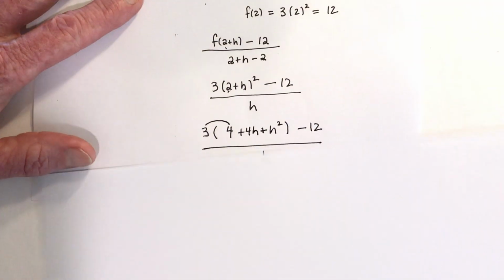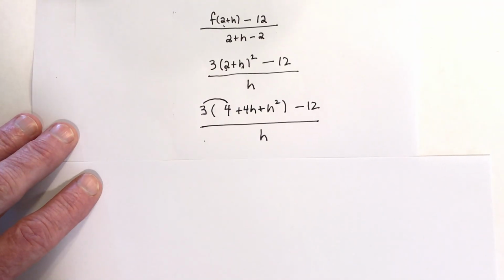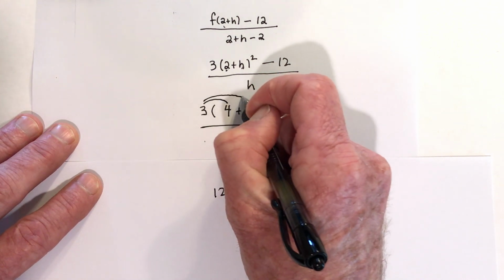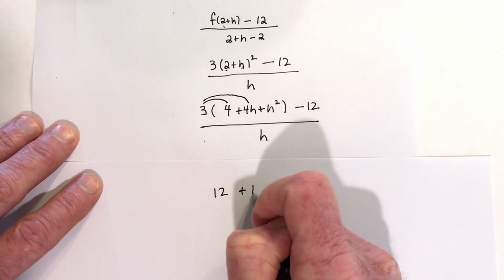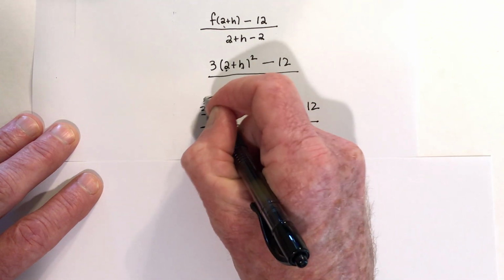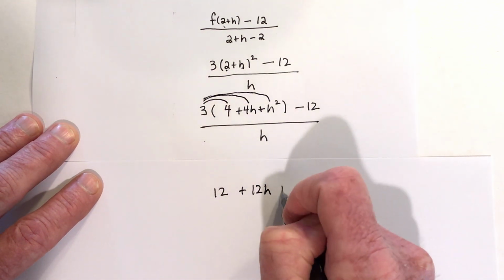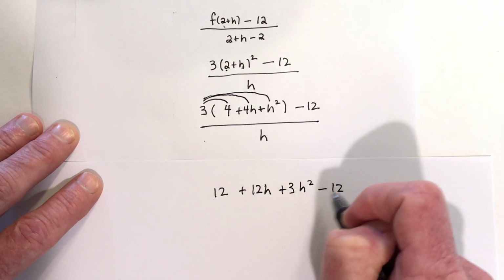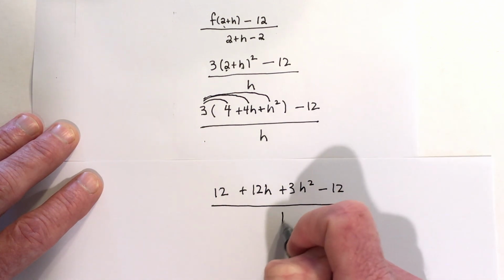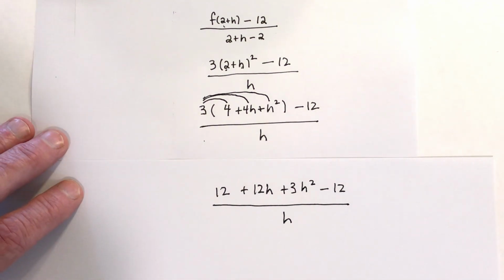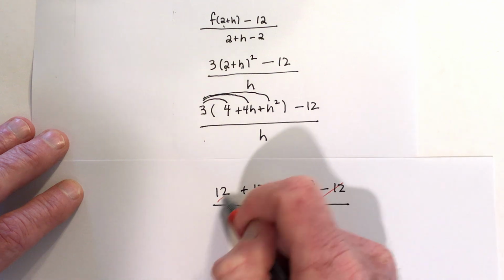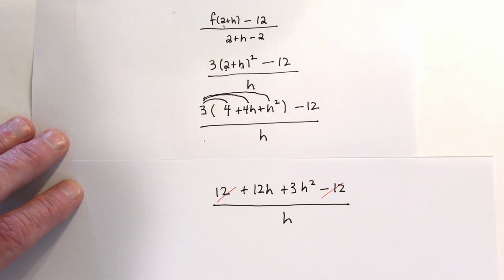So when I do that, I would get 3 times 4 is 12. Then this is going to be plus 12h. And then this is going to be plus 3h squared. Then copy down the minus 12 and divide it by h. And then there's a little more simplifying we could do. The negative 12 and the positive 12 will cancel.